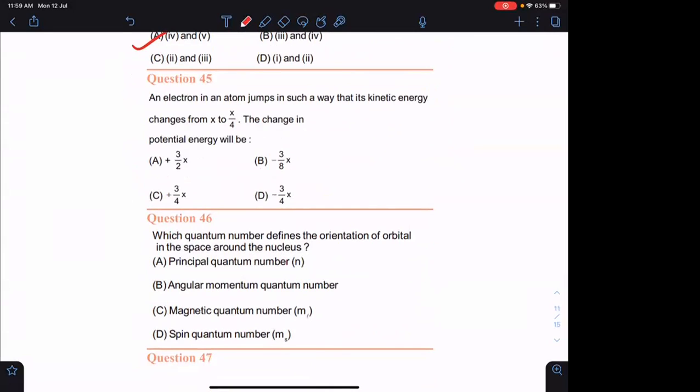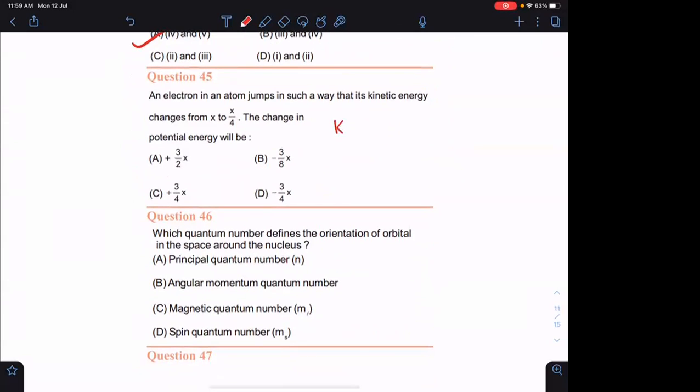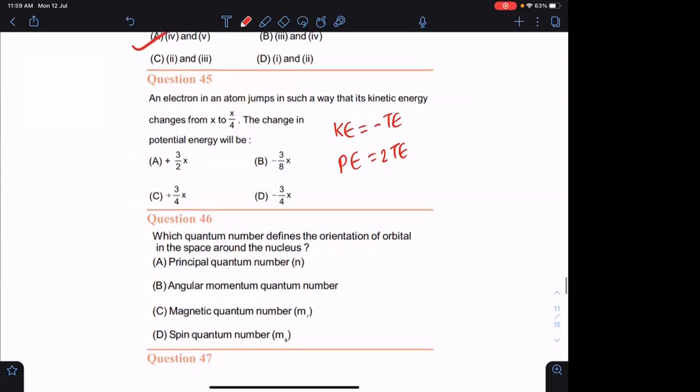Kinetic energy changes from x to x by 4. Relation between KE and total energy: KE is equal to minus of total energy. Potential energy is 2 times total energy. So potential energy is minus 2x. P1 is minus 2x. How much will P2 become? Minus 2x by 4, minus x by 2. Plus 2x is the answer.